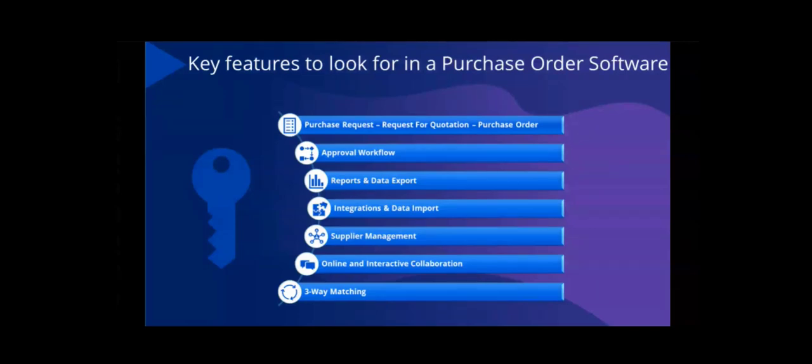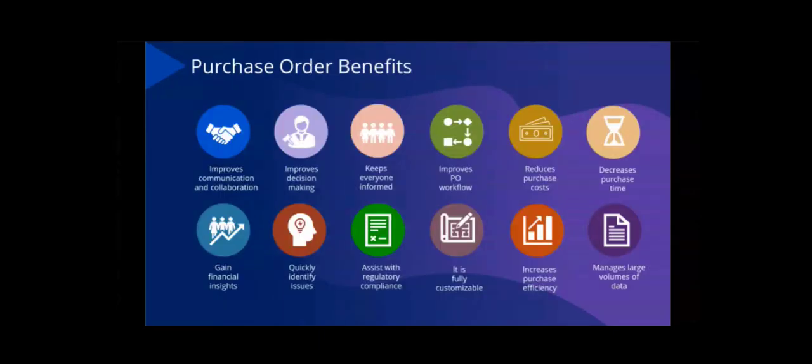Now that we've covered the key features of the purchase order software, let's look at some of the benefits. The first one would be streamlining business processes. One of the main benefits of a PO software is that it eliminates wasteful paperwork and processes, which can help your company cut costs. The second benefit is increased productivity.